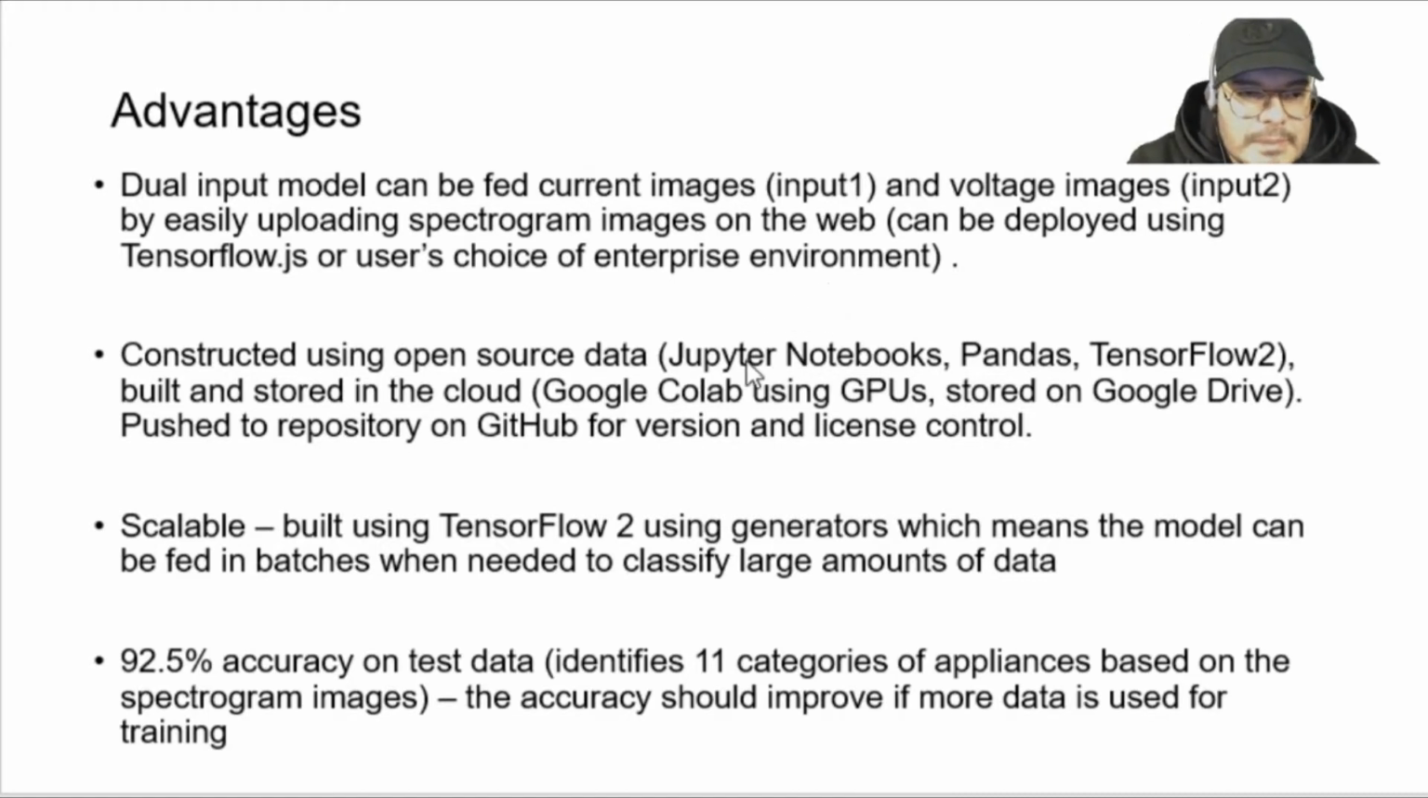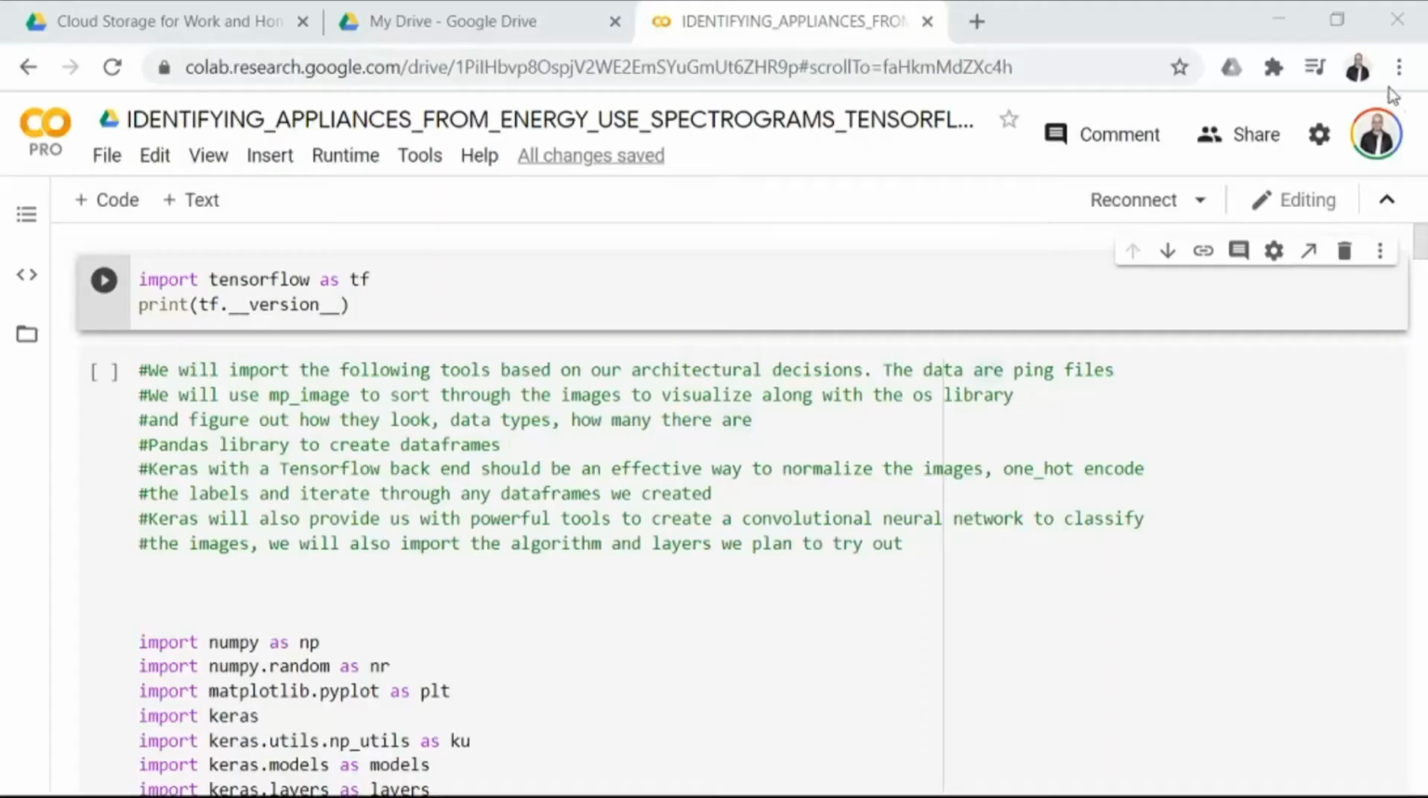And then it's fully scalable because we built it using TensorFlow 2, using generators, which means the model can be fed in batches, and when you need to have a large amount of images, you can easily do that with this type of model. And let's move on now to some of the details. So if you're data scientists, I'm sure you will be very interested, and for the business people, you guys are welcome too.